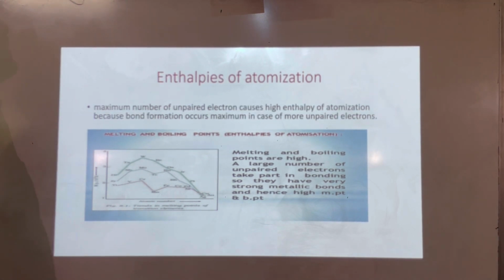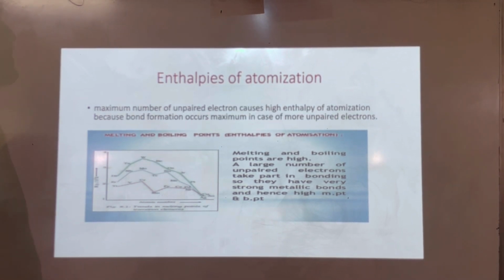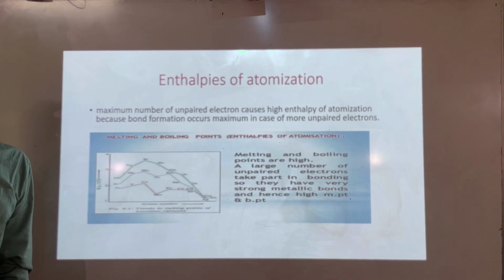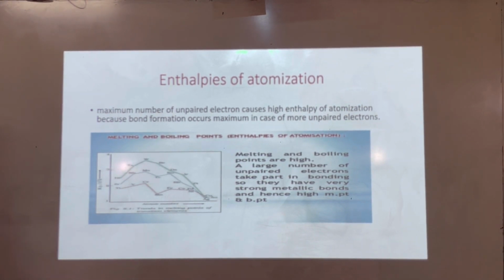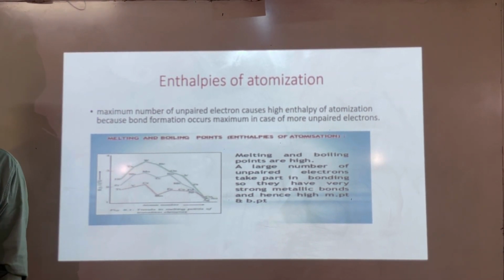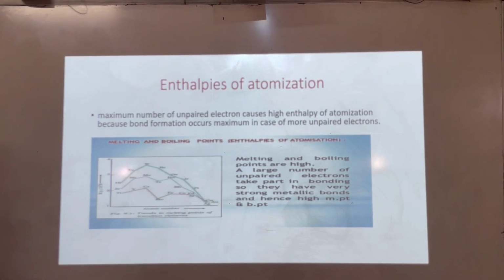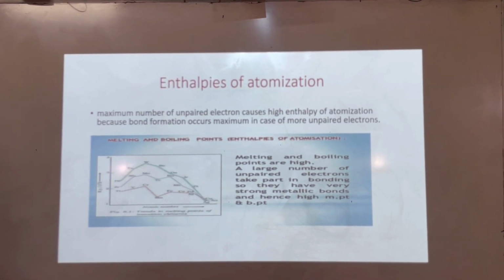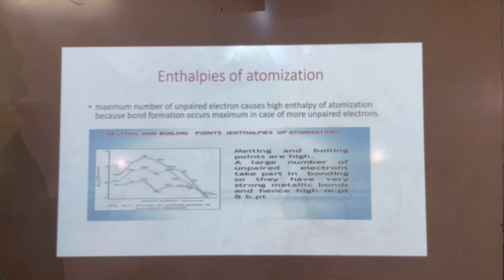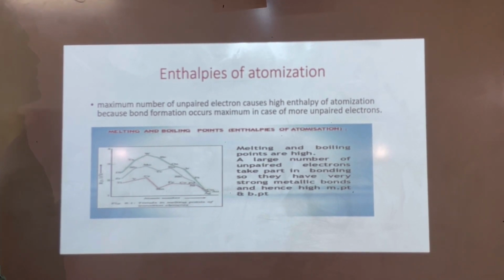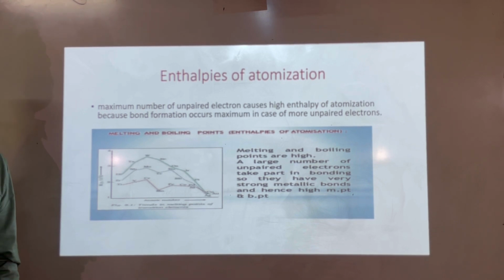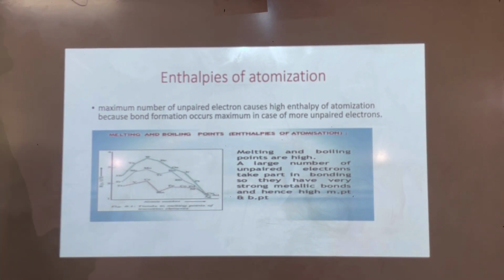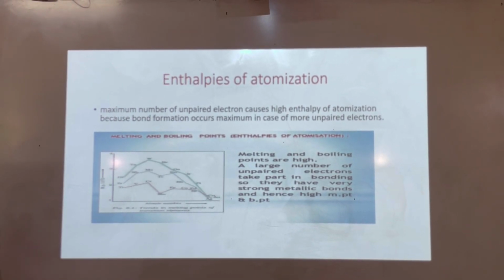Next property, enthalpy of atomization. In all transition elements, atoms are attached to each other by metallic bonds due to unpaired electrons, and that's why they need more enthalpy of atomization to convert into atomic form. That's why they have high enthalpy of atomization.